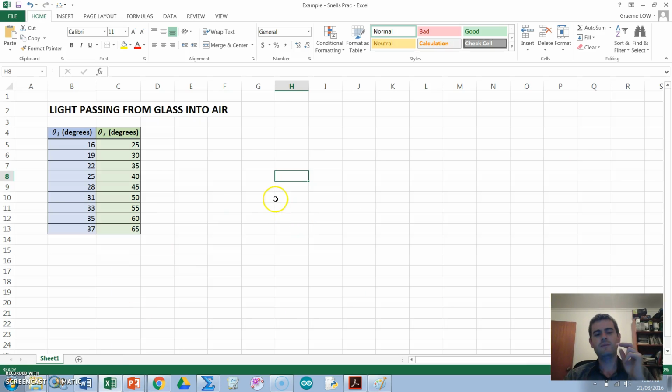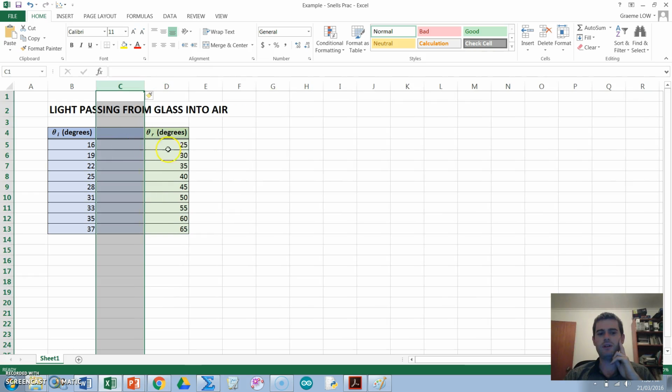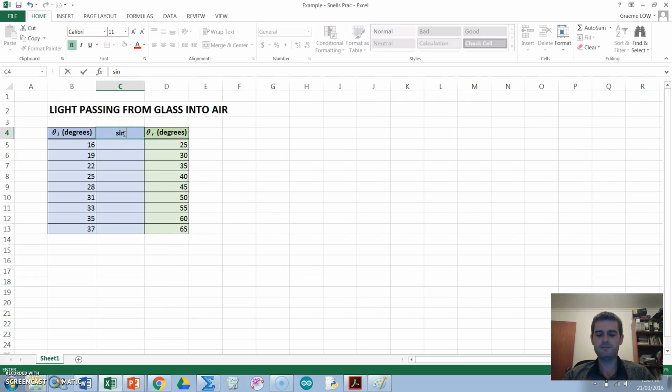Excel. Now, we can't plot the data at the moment. What we need to do here is calculate the sine of each angle instead. So how do you do that? Well, I'm going to insert a column next to each of these. And I'm just going to type in headings for these as well.